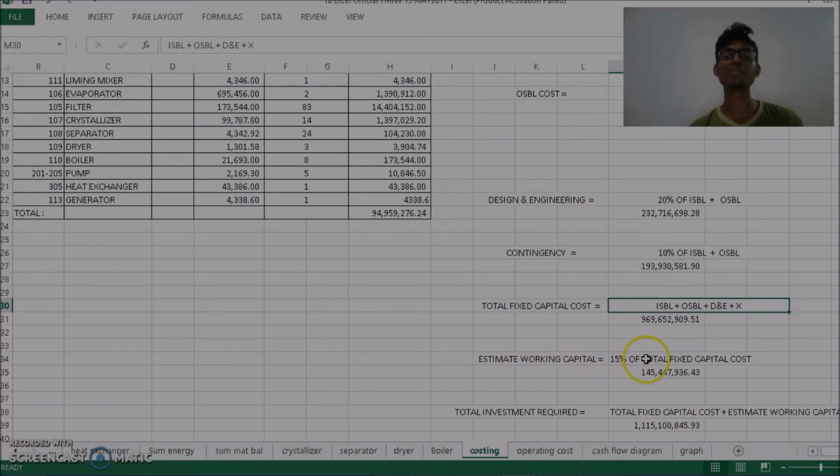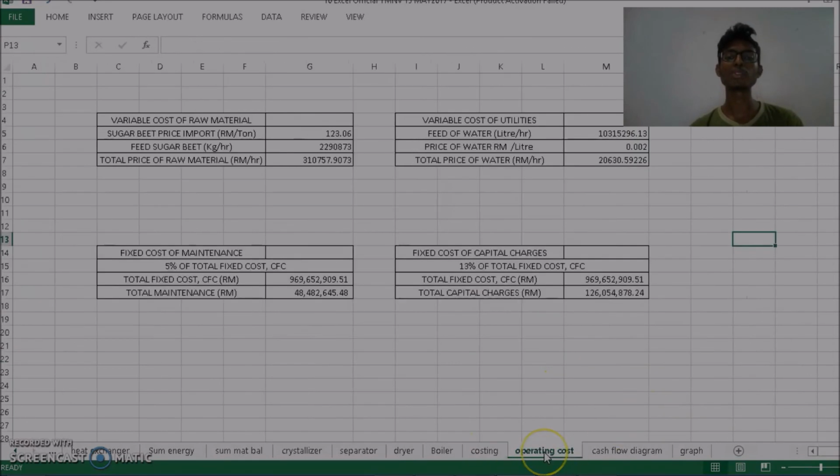Estimated working capital is 50% of the total fixed capital cost. Total investment required throughout the process is the total fixed capital cost and also the estimated working capital. Now we go to the operating cost. There are 4 different parts. First is the variable cost of raw material, which is sugar beet, utilities, which is water, maintenance for the machine, and then last but not least the capital charges.